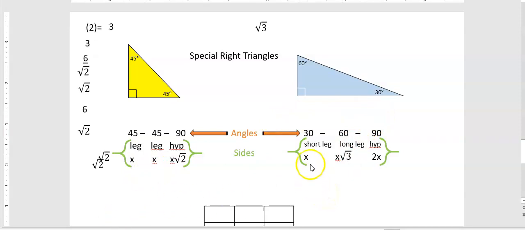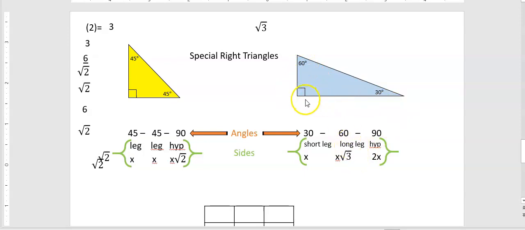Let's look at the formulas. If you notice, it says short leg, long leg, hypotenuse. Across from the 30 is the short leg. This is a leg, this is a leg. This is the hypotenuse because it's opposite the 90. The two legs, one is smaller than the other. Opposite the smaller angle will always be the shorter leg. So that means opposite the 60 is the long leg.